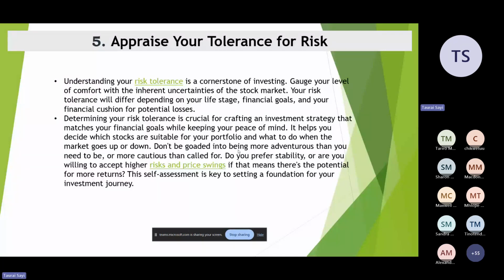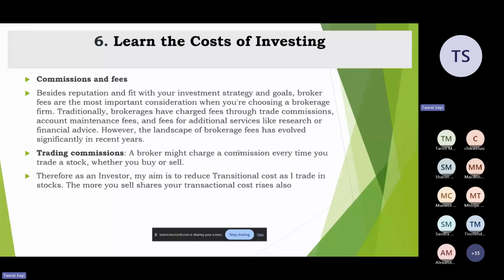We also need to be cognizant of costs. So we need to learn the cost of investing, commissions and fees. Besides reputation and fit with your investment strategy goals, broker fees are the most important consideration when you are choosing a brokerage firm. Traditional brokerages have charged fees through trade commissions, account maintenance fees, and additional services like research or financial advice. However, the landscape for brokerage fees has evolved significantly in recent years.